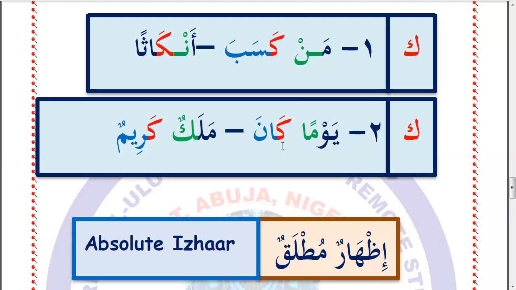So once you know all of these letters, you know the letters of izhar, letters of idgham, and the only one letter of iqlab. Any other letter you see after nun sakina or tanween, if it is not one of those letters, just apply the rule of Ikhfaa. That's just it. I hope you understand.